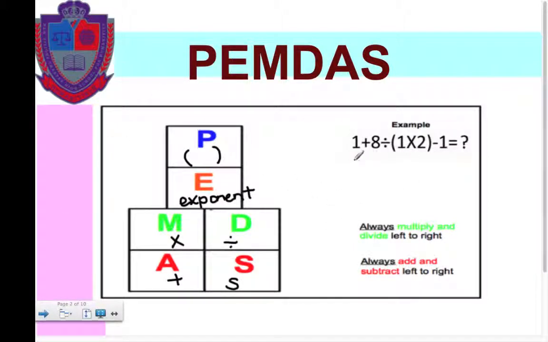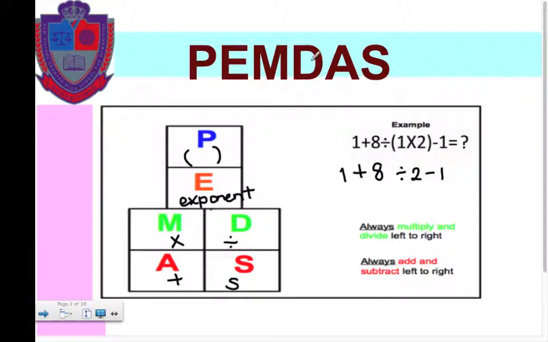So let's work an example out. I have 1 plus 8 divided by parentheses, 1 times 2, close parentheses, take away 1. So I'm going to work on PEMDAS. The first thing that I'm going to do is my parentheses. I'm going to start by writing everything down that I did not use. So it's 1 plus 8 divided by, and I'm going to work the parentheses out. So 1 times 2 is 2, take away 1. There you go. So I have addition, division, and subtraction.